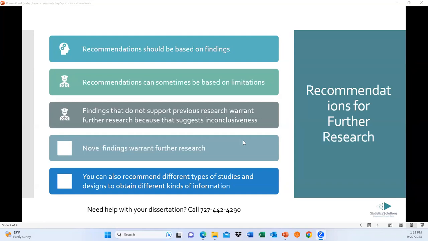Anything novel or new or unexpected definitely deserves further research, or recommending further research on it. You can also recommend different types of studies to get different information. So if you did the education study on why special education teachers leave the field, and you did interviews with special education teachers.